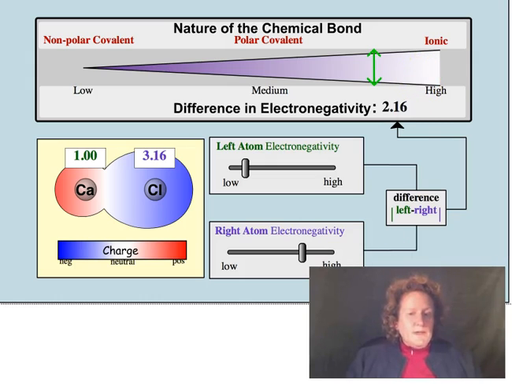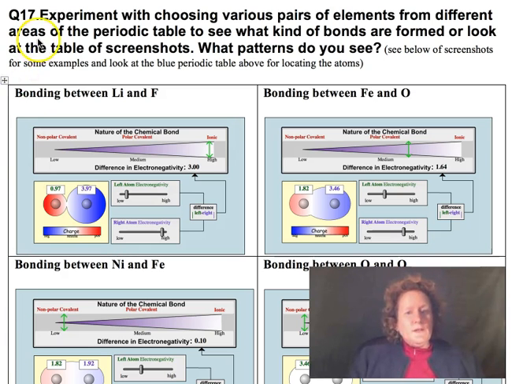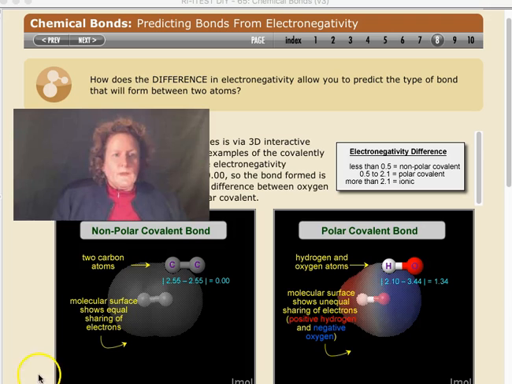So you should be able to make some conclusions from the screenshots you've got and the experimentation we've done here. So for question 17 on your lab sheet, in addition to the experimentation we just did, I gave you some screenshots to help see some patterns as well. In this section, we're going to continue to talk about the difference in electronegativity and how that allows us to predict the type of bond that will form between two atoms. And look, hey, there's a chart. If the difference is less than 0.5, it's a nonpolar covalent bond. 0.5 to 2.1 is polar covalent, and more than 2.1 is ionic.